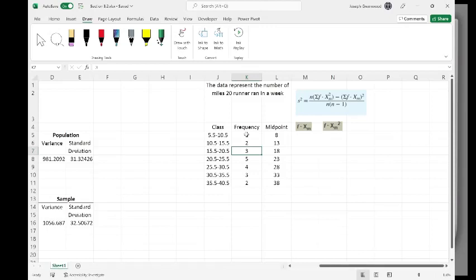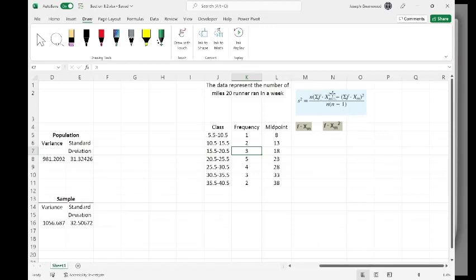So I don't have their actual values. I just have a frequency distribution. Well, here's that formula right here. Can we figure out how to use this in order to calculate the variance, S squared, of this sample of 20 runners? And then all I have to do is square root it in order to find the standard deviation. Well, yes, we can.